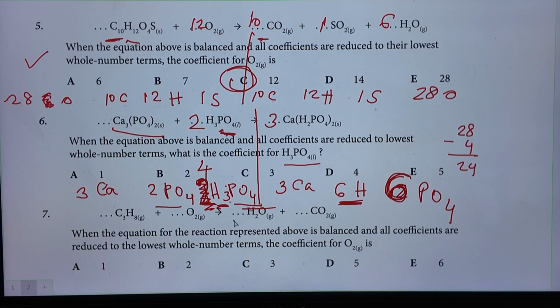Now we'll have 1, 2, 3, 4, 5, 6. Now we'll have 6 PO4 on this side. So the answer here is D.